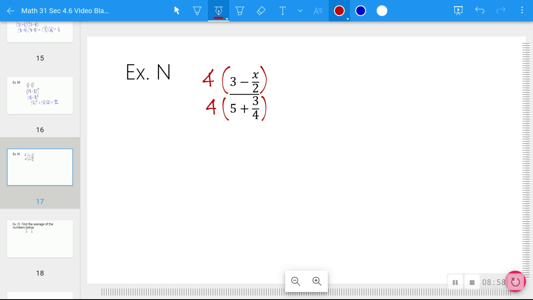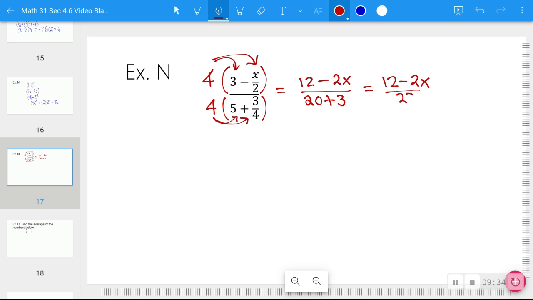The subtraction in the parentheses means we have to distribute, so there's 12. The back half here, you got to think in parts. It's going to be 4 divided by 2, which would be 2. 2 times x would be 2x. And this one down here is 20. And here you're going to get 4 divided by 4 would cancel off and give just the 3. So this is 12 minus 2x over 23. And you can't take that one any further.